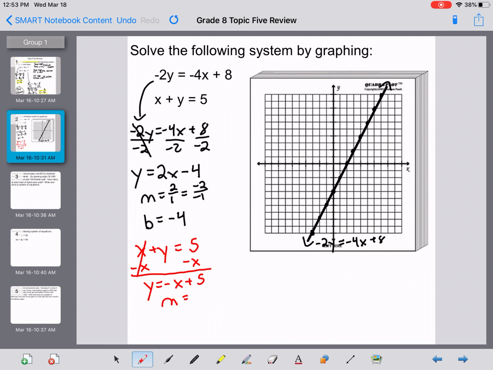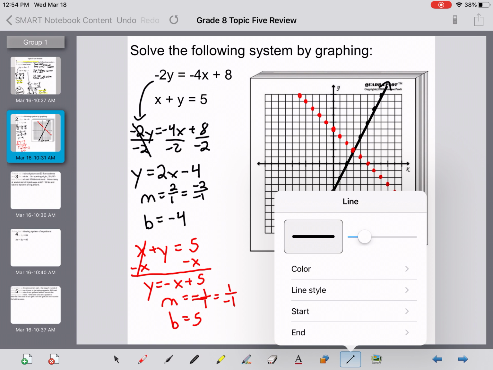Here, my slope is negative 1 over positive 1, or I can write it as positive 1 over negative 1, and my y-intercept is 5. So now I'm going to graph that one. I'm going to start at 5 on my y-axis, and I could go down 1 to the right 1. And again, I'm going to plot these points through my entire graph. Then I could go the opposite, which is up 1 and to the left 1.